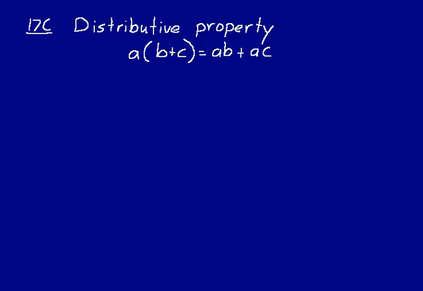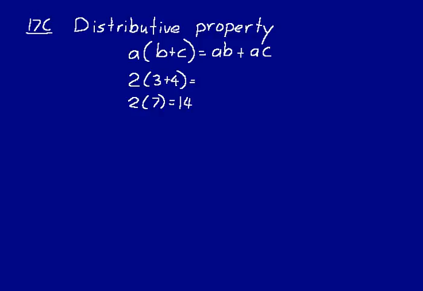If I had this problem right here, 2 times 3 plus 4, I could do it like I've been doing problems, where we would work the inside of the parentheses first. We would do addition first, and so that would give us 2 times 7, which equals 14.